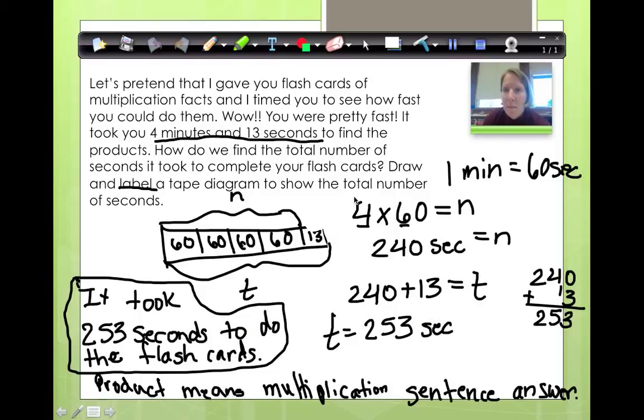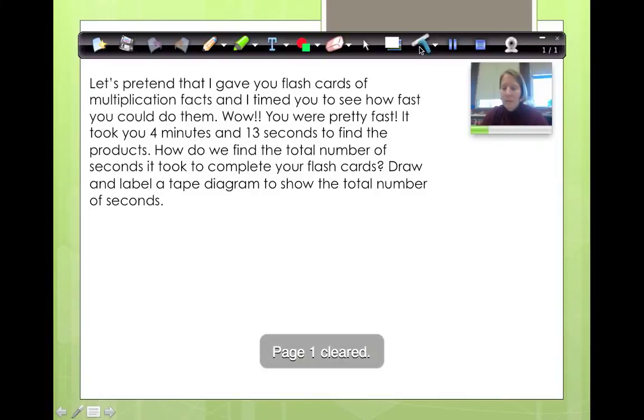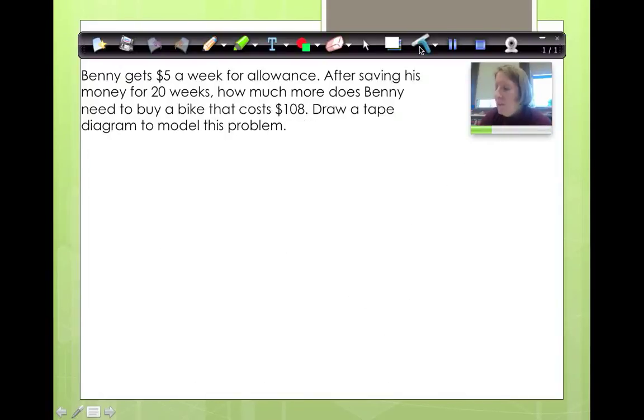Okay, let's do the next problem. Similar situations. Benny gets $5 a week for allowance. After saving his money for 20 weeks, how much more does Benny need to buy a bike that costs this much money? Draw a tape diagram to model this problem. Okay, tape diagram.